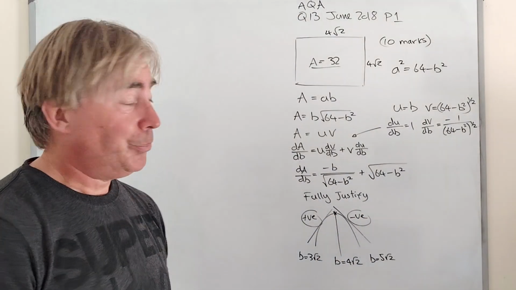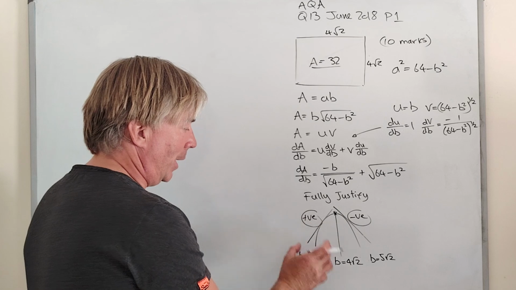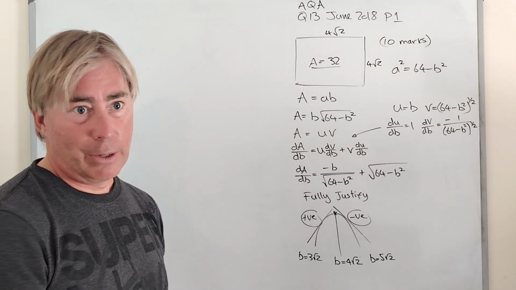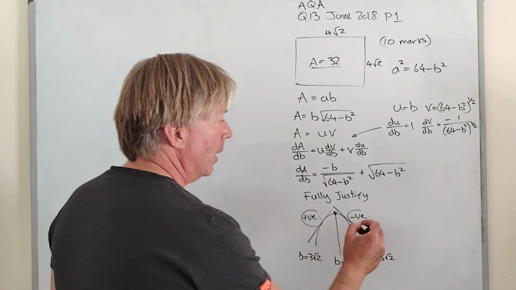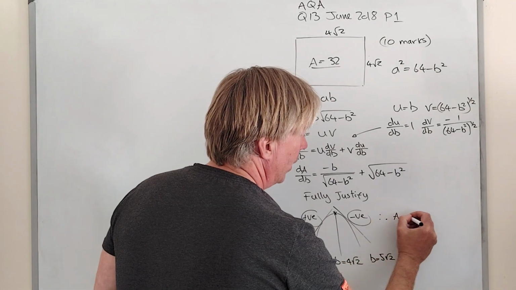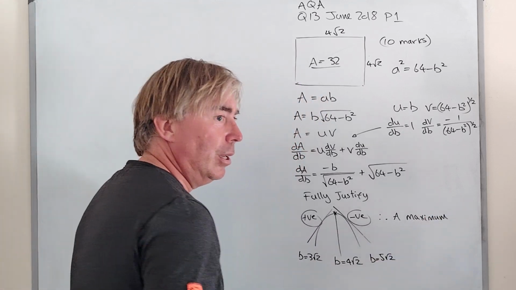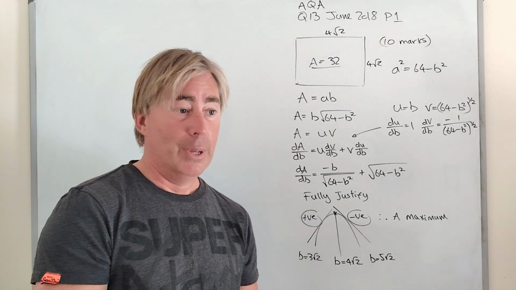In actual fact, when you do that, you do get positive on the left-hand side, i.e. with a smaller value of B, and a negative value on the right-hand side, which is the larger value of B. And therefore we can say, therefore a maximum. So there's our full justification, and that would be worth the extra mark.